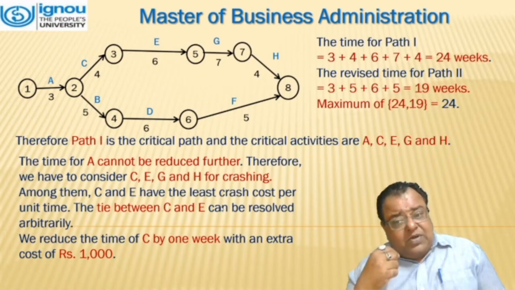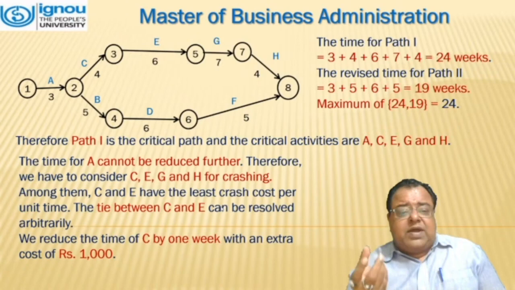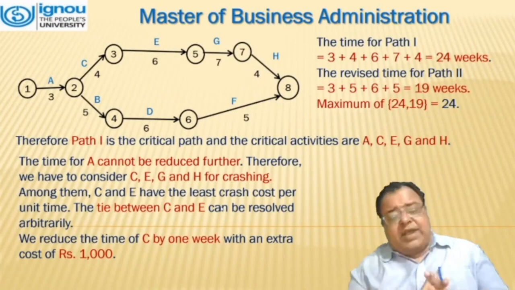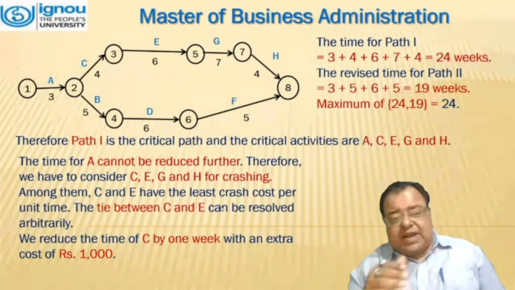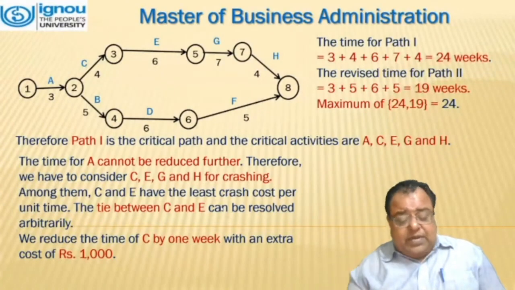And for path 2, it comes out to be 19 weeks. So here again, the maximum has to be taken, that is 24. Therefore, path 1 has been reduced by 1. A cannot be reduced further. Therefore, we have to consider now C, E, G, and H for crashing.